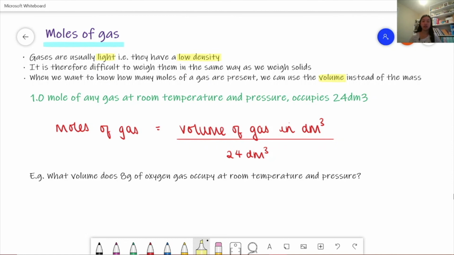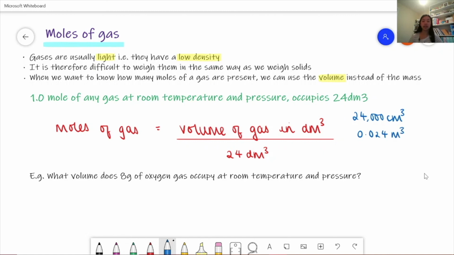this 24 decimeters cubed. And so we can form this equation: moles of gas is equal to the volume of the gas in decimeters cubed divided by 24 decimeters cubed. And actually, if you wanted to work it out in centimeters cubed, that would be fine also, because it's just a ratio. But you have to make sure that both the units of the top and bottom of this fraction are the same. And to remind you of the conversions, we have that 24 decimeters cubed is equal to 24,000 centimeters cubed, and it's 0.024 meters cubed.